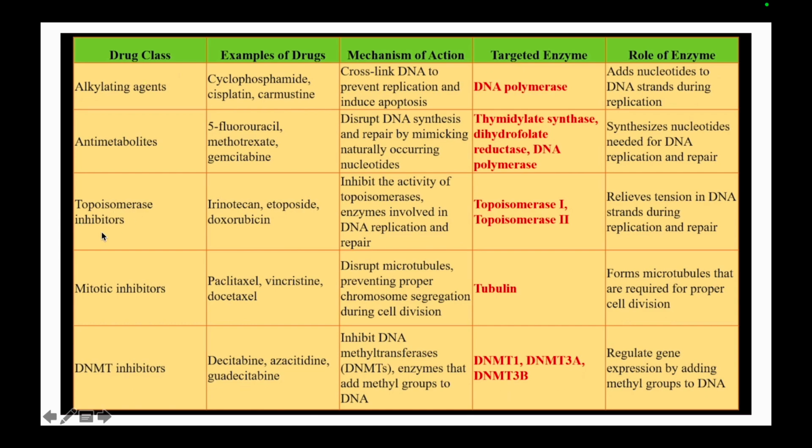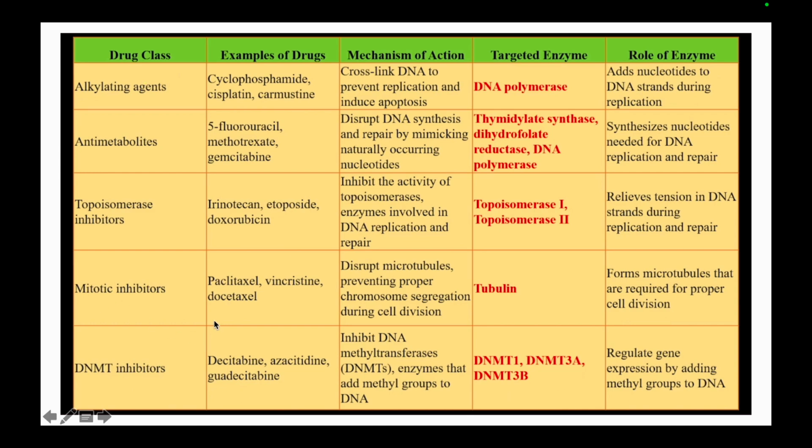Then we have topoisomerase inhibitors like doxorubicin and etoposide. They inhibit the activity of topoisomerase, and topoisomerases are DNA relaxing enzymes. They relieve the tension in the DNA strand during replication, and if these enzymes are not present, there will be strain or tension in the DNA and the DNA will break. So ultimately that will lead to DNA breakage and thus stop the cancer.